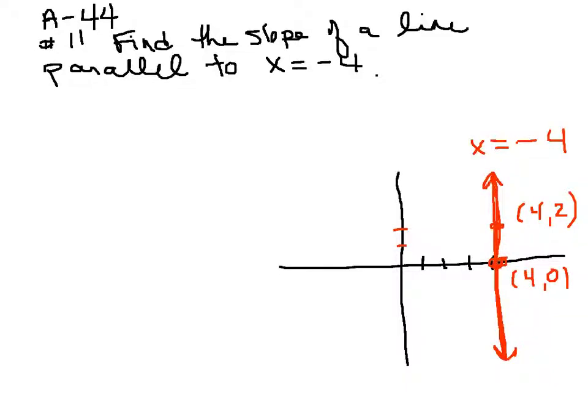All right, this is assignment 44. I'm going to do number 11. Find the slope of a line parallel to x is equal to -4. So I drew the line x is equal to -4, and I get this beautiful red vertical line.